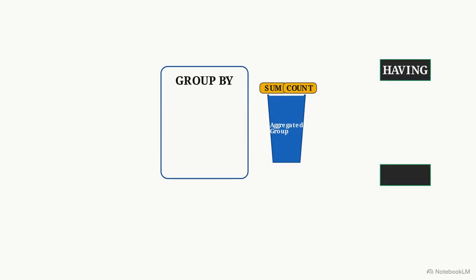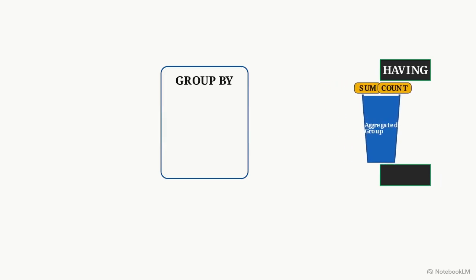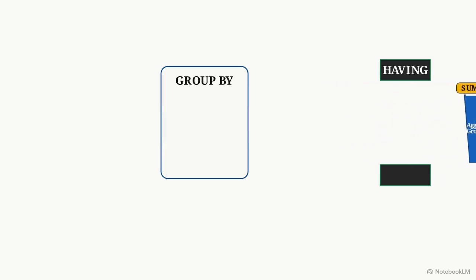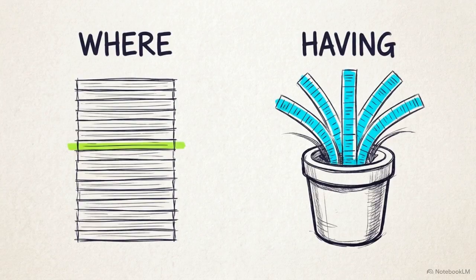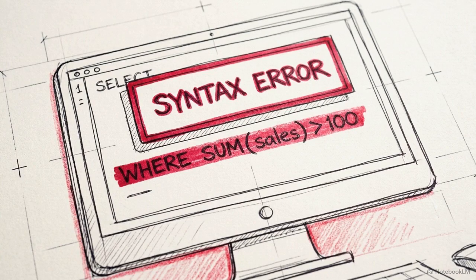To solve this, SQL provides the having clause. It slots into the track immediately after group by, acting as a dedicated filter designed exclusively to process and evaluate our newly condensed buckets. Keeping this distinction clear is critical. Where is your row-level filter, and having is your group-level filter. Differentiating the two prevents the most common logical trap encountered by SQL beginners.